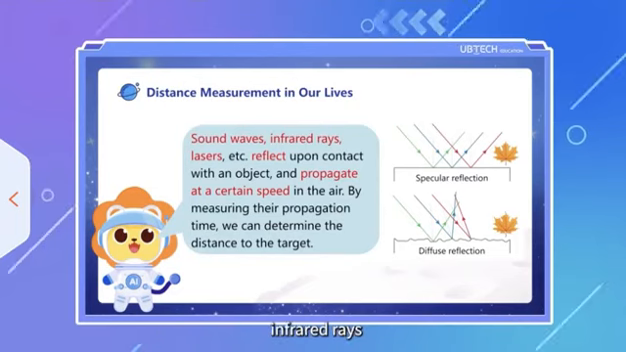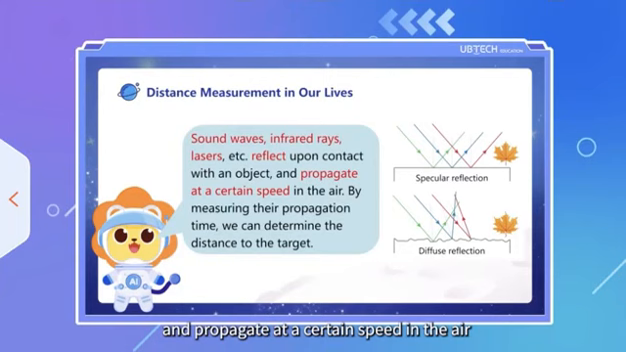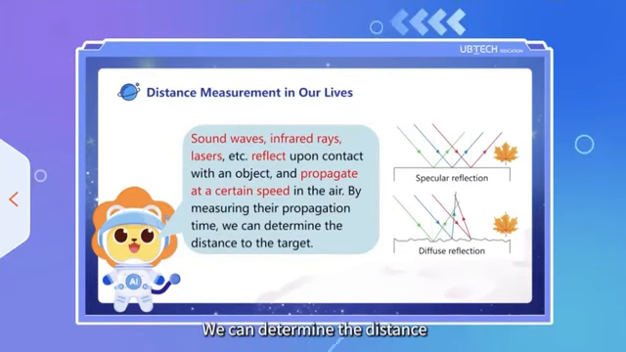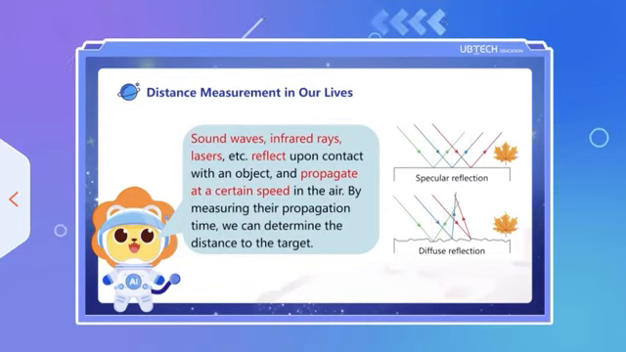Sound waves, infrared rays, and lasers reflect upon contact with an object and propagate at a certain speed in the air. We can determine the distance to the target by measuring how long they take to travel.